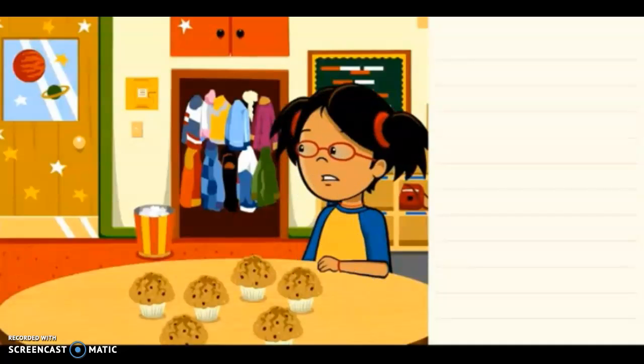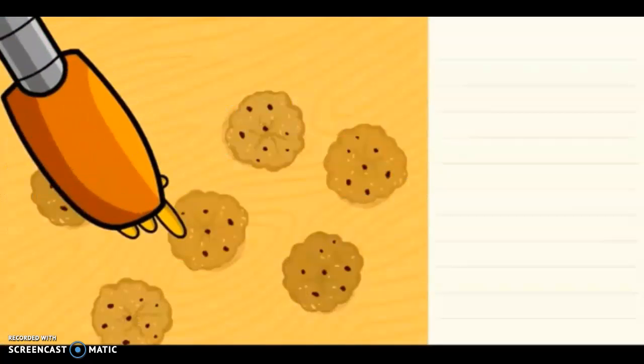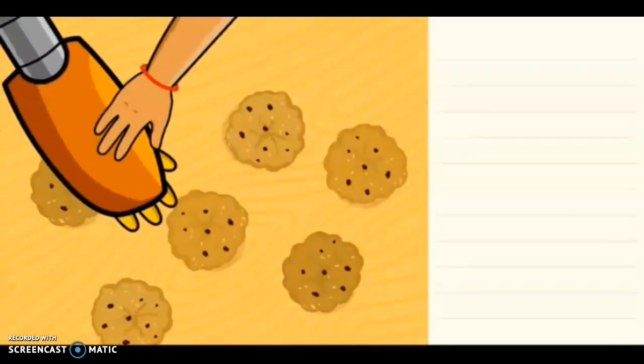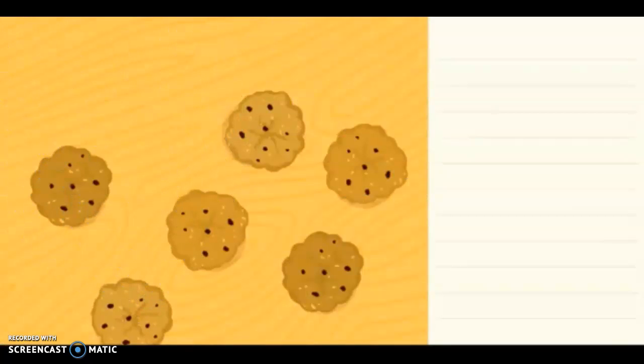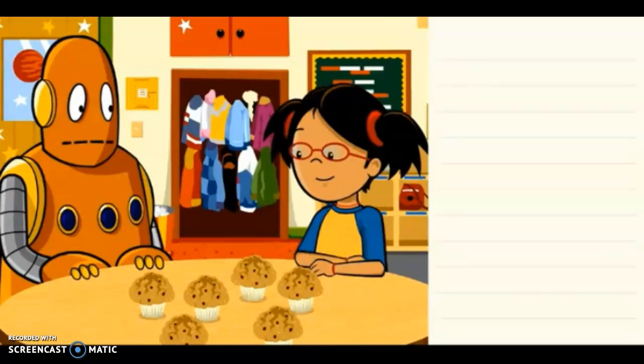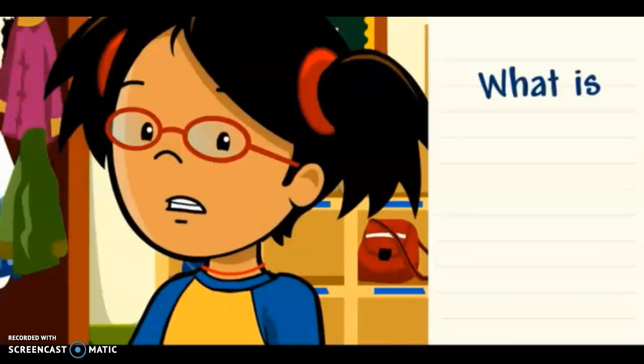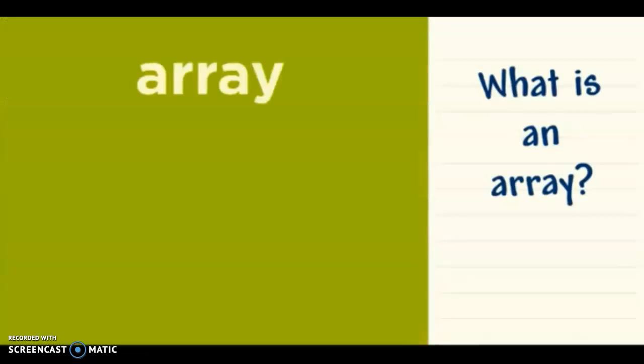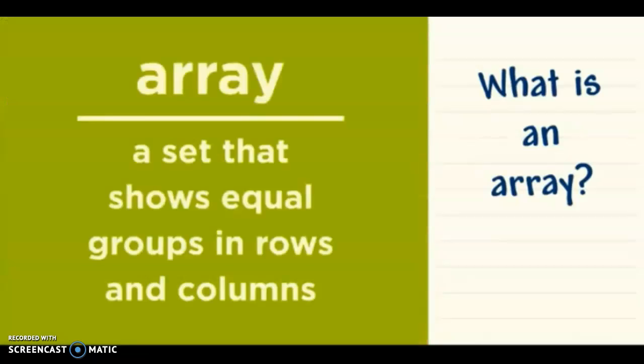Muffins do we have for the bake sale? Wait, Moby. You don't have to count each muffin. That'll take a long time. You can use an array to help you count. What is an array? An array is a set that shows equal groups in rows and columns.